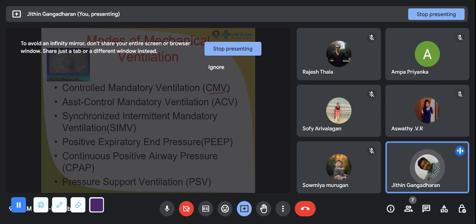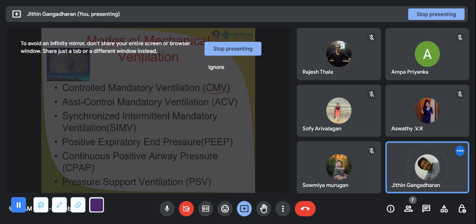Next is synchronized intermittent mandatory ventilation. What do we mean by synchronization? The ventilator's breath is synchronized with the patient's breath. This mode is used for weaning. When we want to move the patient off the ventilator, we keep the patient in the synchronized SIMV mode, so the machine and the patient are synchronized.